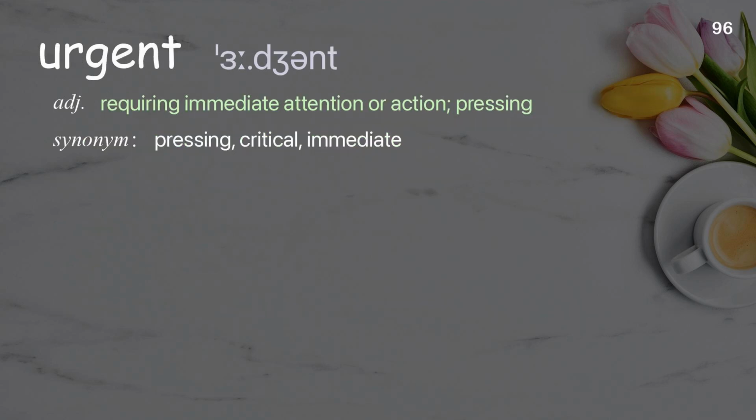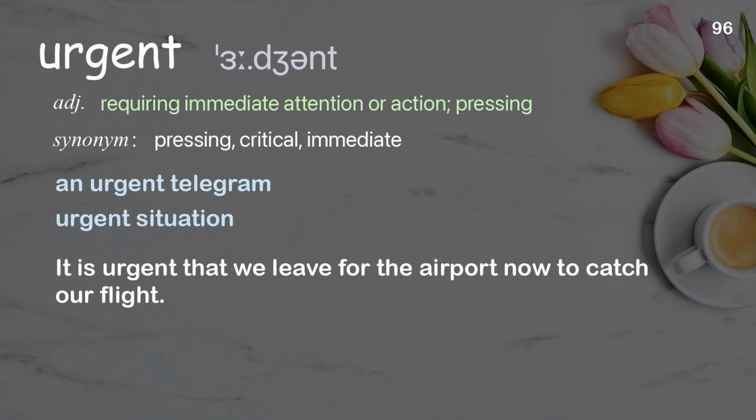Urgent. Requiring immediate attention or action, pressing. Examples: An urgent telegram. Urgent situation. It is urgent that we leave for the airport now to catch our flight.